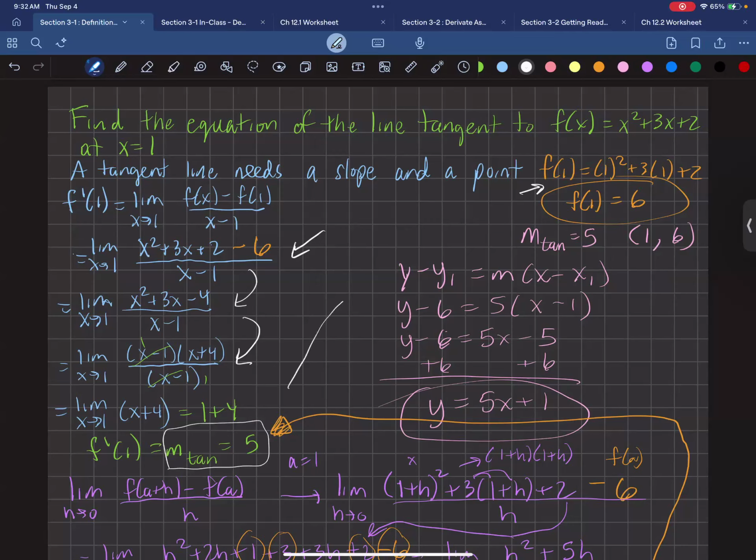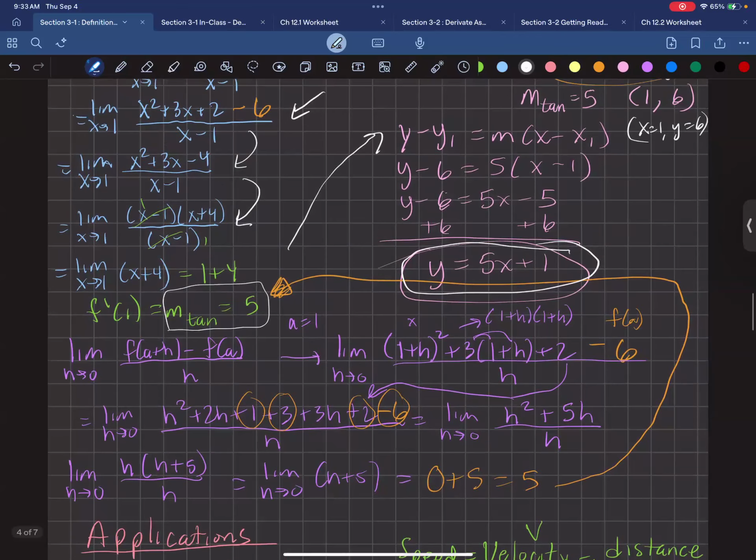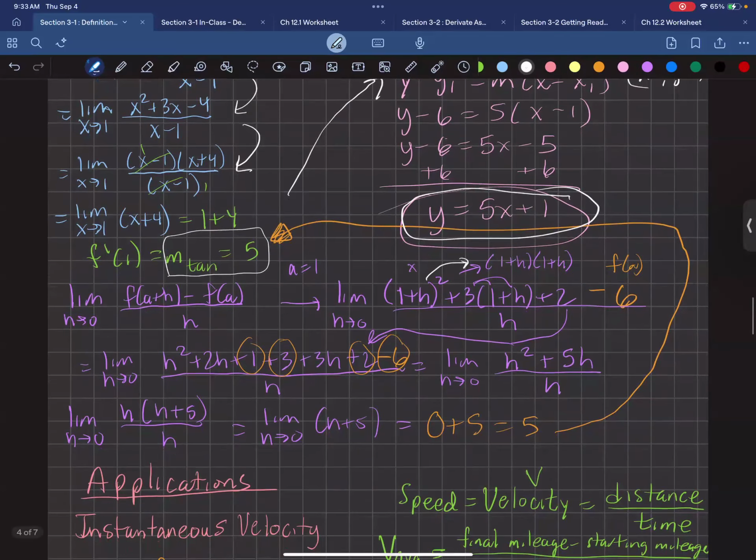And so then I did use that with my y minus y1. I know from this here, I got x equals 1, y equals 6. So with those, I was able to solve for the equation of the tangent line here. The next part here just shows it being worked with the f of a plus h. It's the same thing. Again, remembering when you square a binomial, you got to do that. You're just cleaning stuff up, canceling stuff out, and you're going to get 5 again.